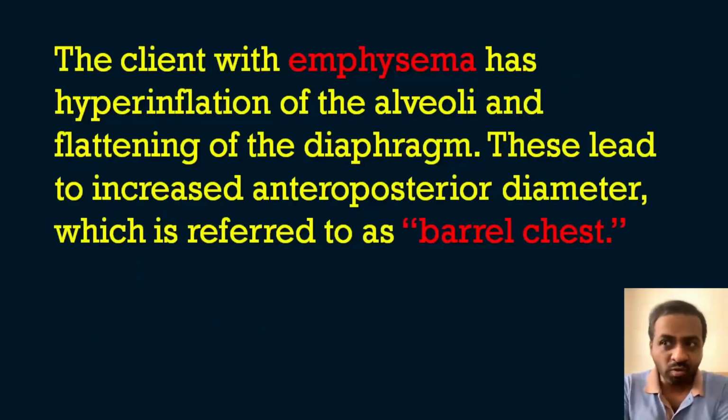So you know that in emphysema, what is happening is there will be hyperinflation of the alveoli and flattening of the diaphragm, which in turn leads to increased anteroposterior diameter, which is referred to as barrel chest. Every time you will be getting a question like, barrel chest can be seen in which disease condition. So you should understand what a barrel chest is. Barrel chest means there will be increased anteroposterior diameter of the chest, which occurs as a result of hyperinflation of the alveoli and flattening of the diaphragm, which can be seen in emphysema and not in other conditions. So barrel chest, emphysema. I think this is also clear for you now.